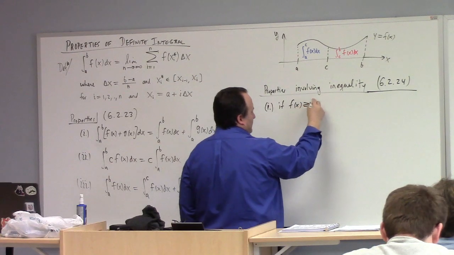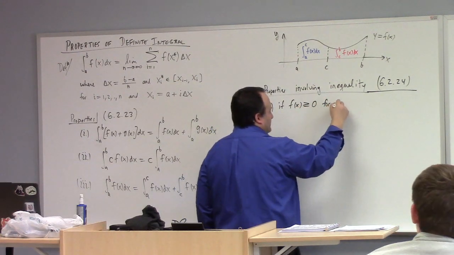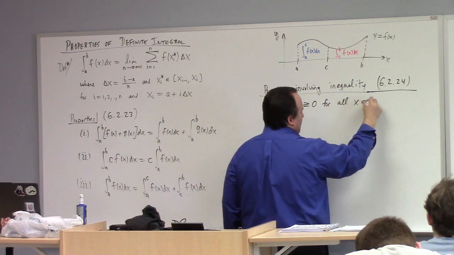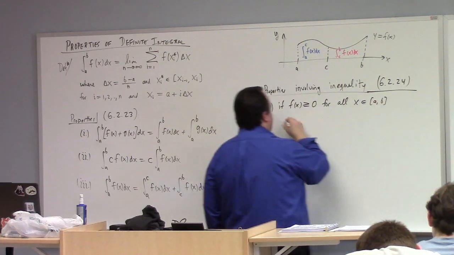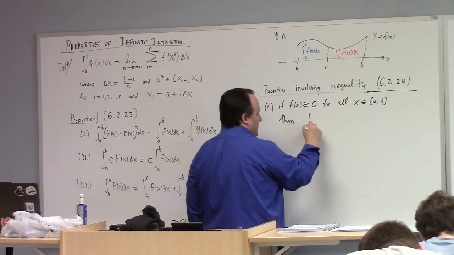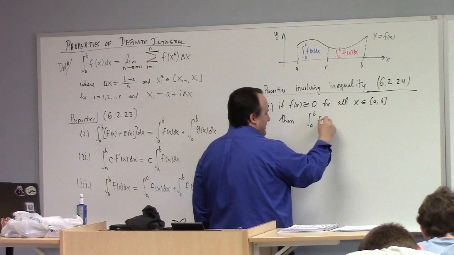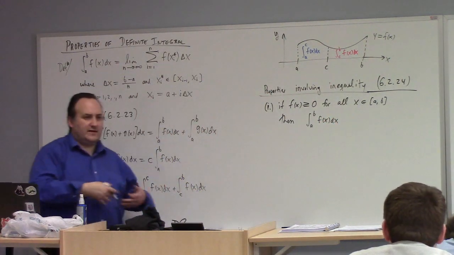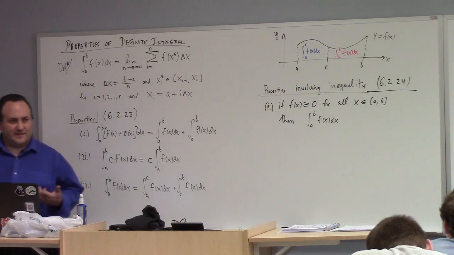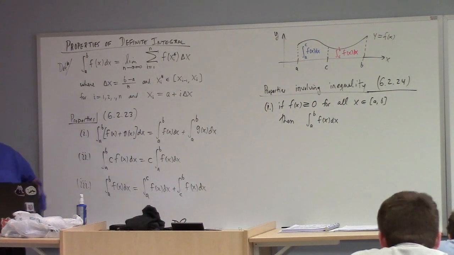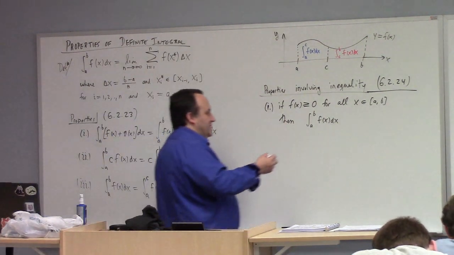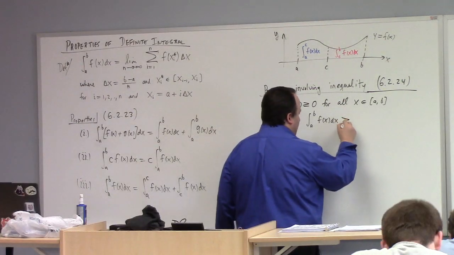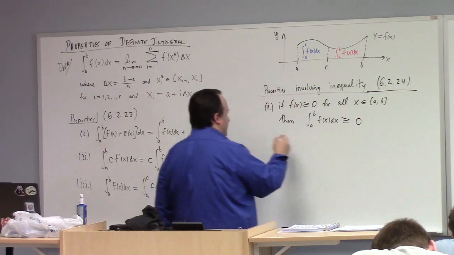So property number 1 is that if f of x is non-negative, f of x is greater than or equal to 0 for all x in a to b, then the integral from a to b of f of x dx is what? What can you say if the thing you're integrating is non-negative? What does that make the integral? Non-negative, right? You're adding up little areas. They're all positive or 0, so that's greater than or equal to 0.